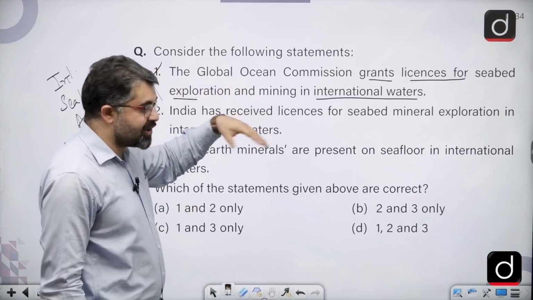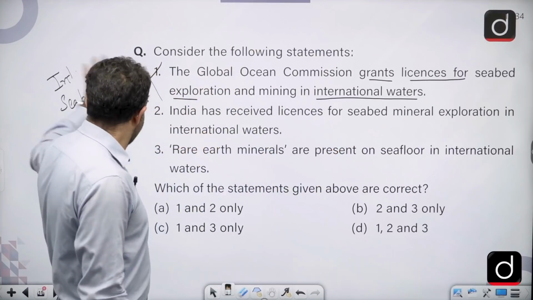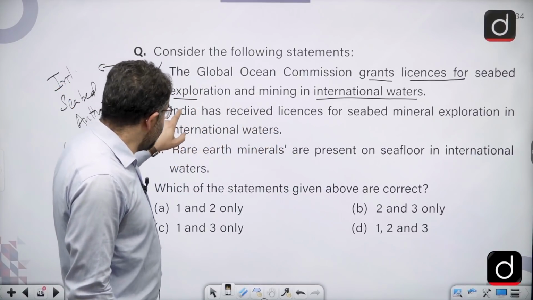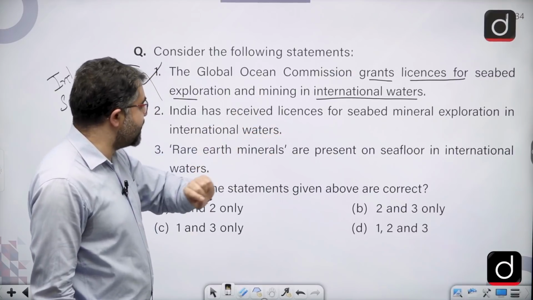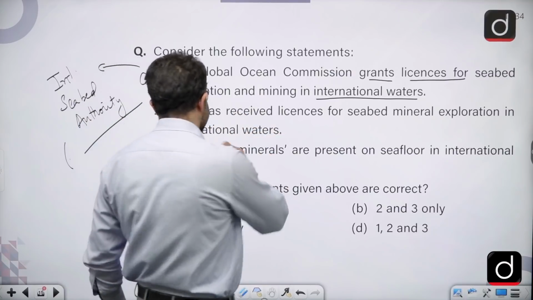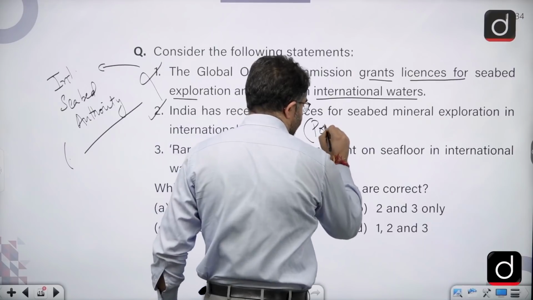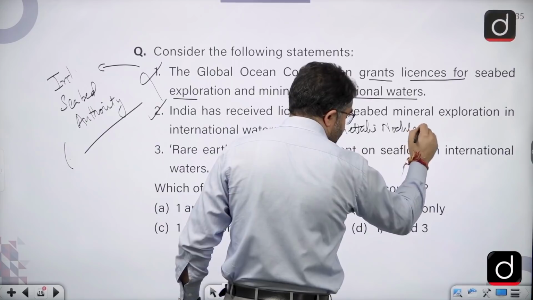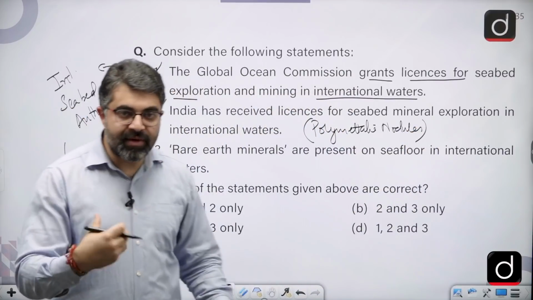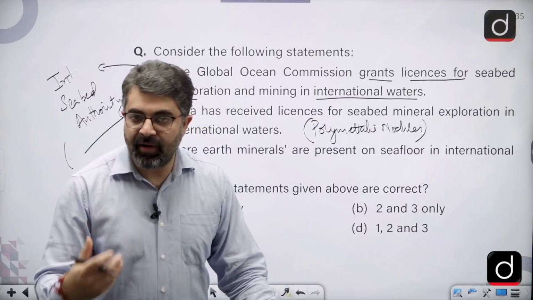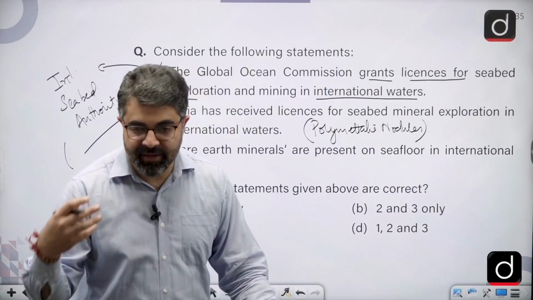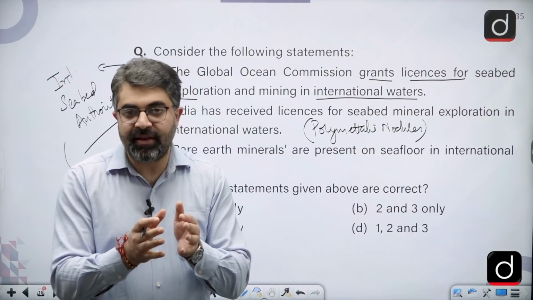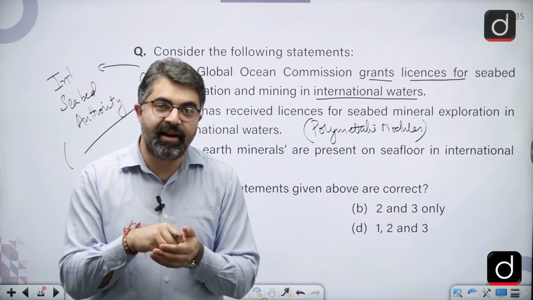In fact, the Global Ocean Commission comes with an ocean assessment report, where it is not the seabed authority, it talks about the exploration of resources in the seabed. Then, India has received licenses for seabed mineral exploration in international waters. Yes, it is true, for extraction of polymetallic nodules. Polymetallic nodules are nodules of multiple metals, including manganese, iron, gold, silver, molybdenum. All these minerals are present in one region itself, in one source only, that's called polymetallic nodules.